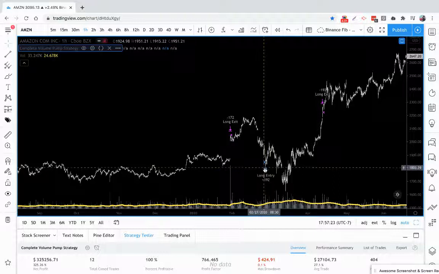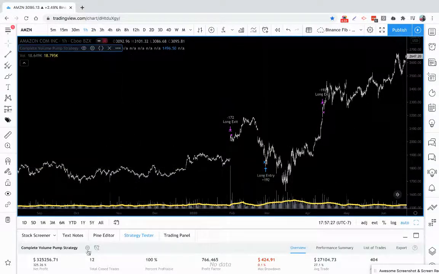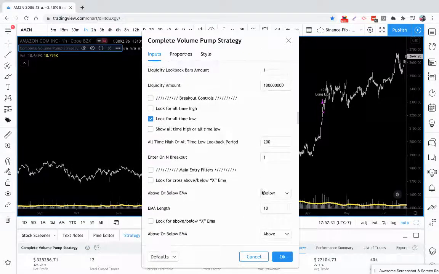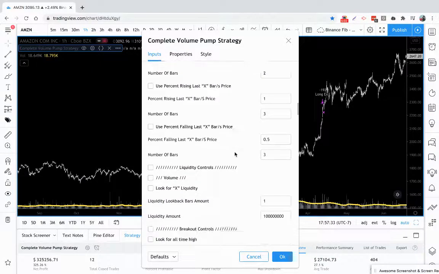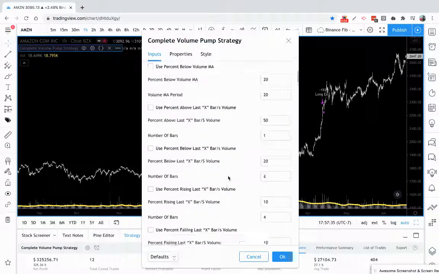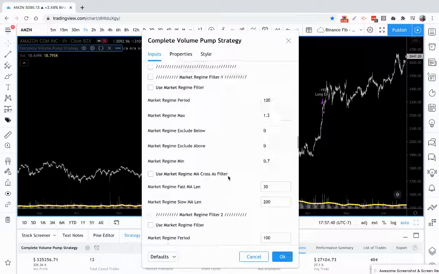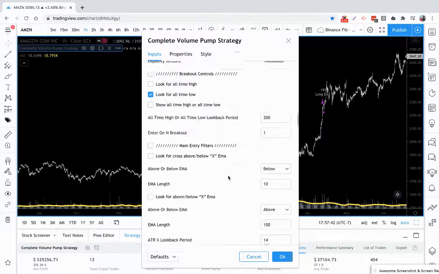On this bar here. So that's how the breakouts work. And you can combine those breakout settings with any price action controls, any liquidity controls, any volume controls, anything on this chart. You don't have to use this by itself. It's very, very powerful.